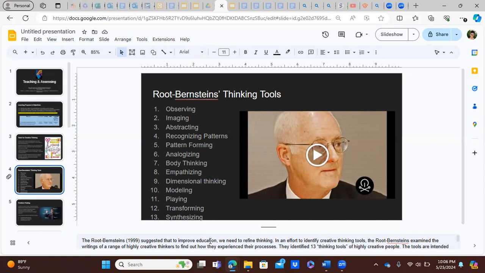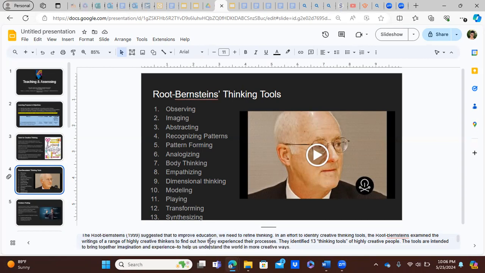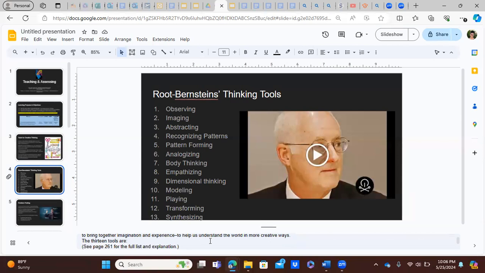They identified 13 thinking tools of highly creative people. The tools are intended to bring together imagination and experience to help us understand the world in creative ways. So these are the 13, and I'm going to refer to page 261 and read a little bit more about each one of them. You can see the full list there as well and follow along.